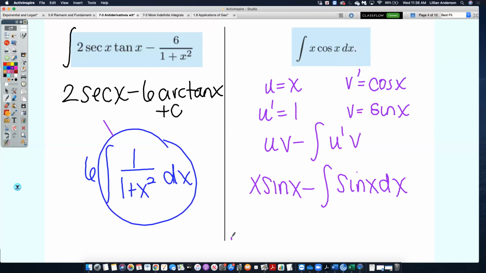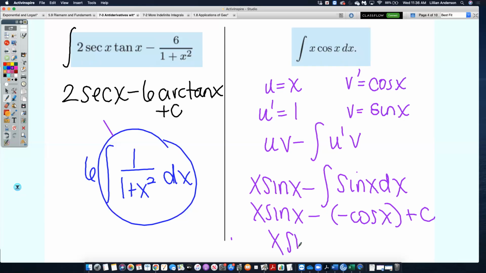Okay, what's the antiderivative of sine x? Positive or negative? Negative. So since it's a negative cosine x, the minus and that negative are going to cancel out and become a plus. And there we go. Integration by parts.